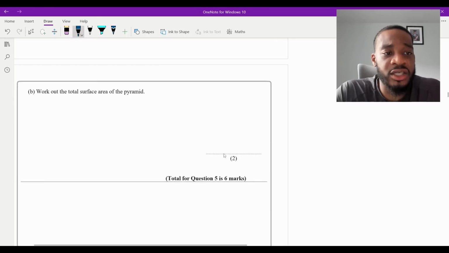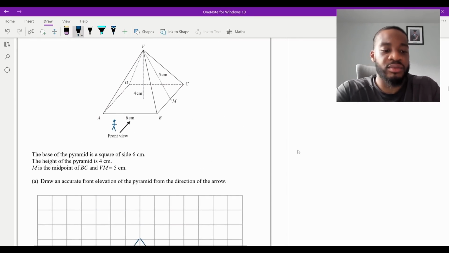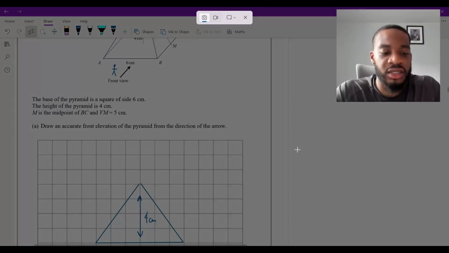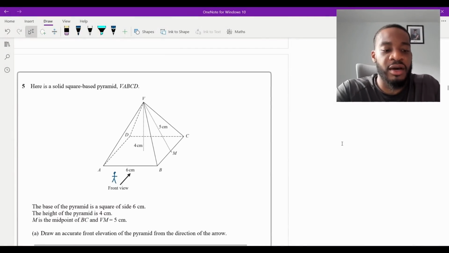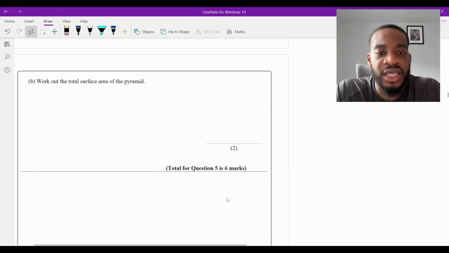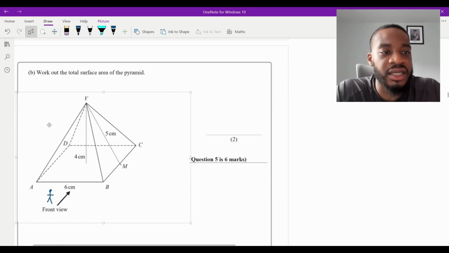Now part B says work out the total surface area of the pyramid. So let us get the actual diagram again. I'll screenshot this and put this underneath, so I don't need to keep going up and down. Okay, so surface area is just the area of all of the sides, isn't it? So all I'm going to do is work out each of the sides.